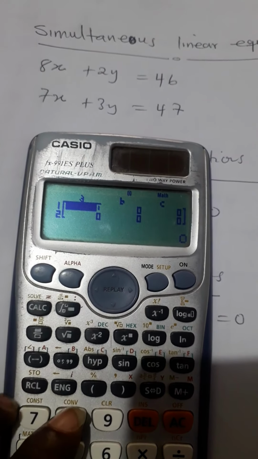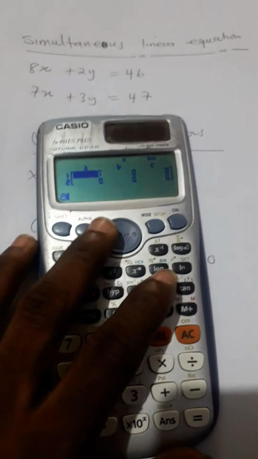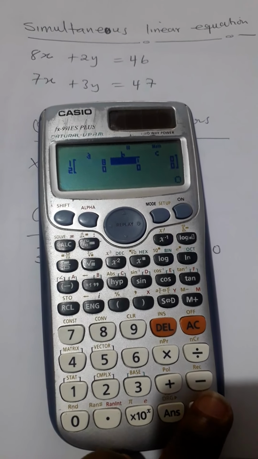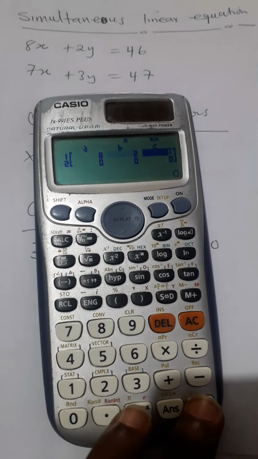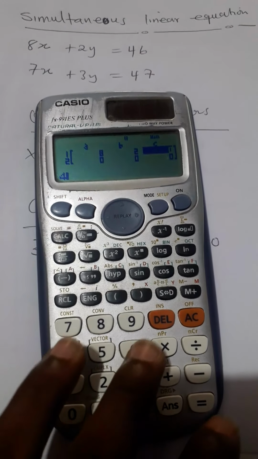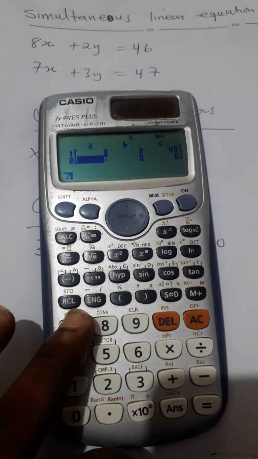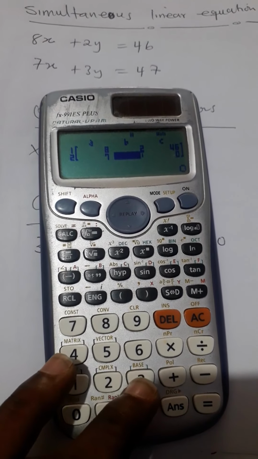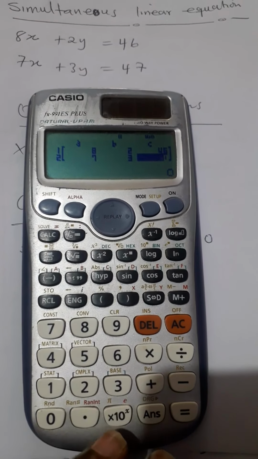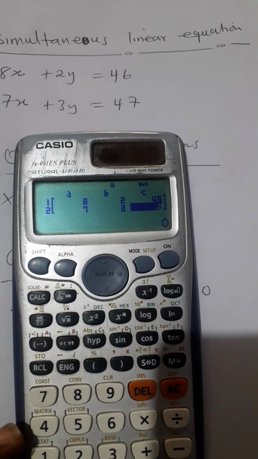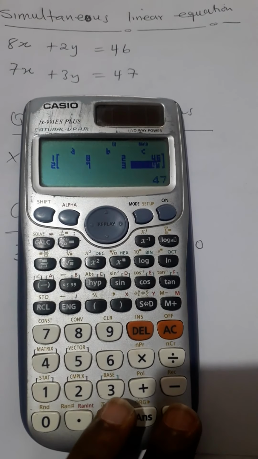So you point 8 on the calculator. After pointing 8, you press equal to. Then the second one, b, is what? 2, the first equation. And c in the first equation is what? 46. Then you come to the second equation, a is what? 7. And b is what? 3. Whatever you press, just press equal to and it will send it to the box for you. And then c is what? 47. And you press equal to.